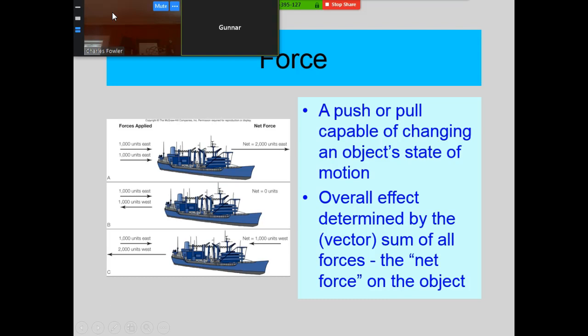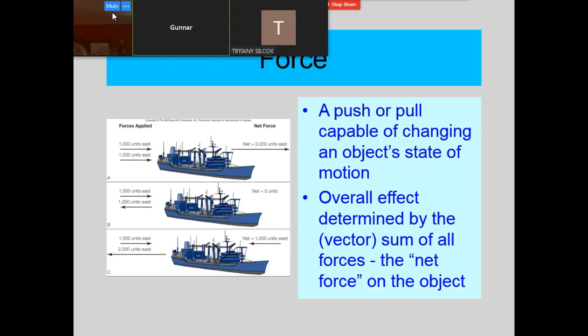The net force on an object. Here's the example: a ship in the water, a cargo ship of some nature.